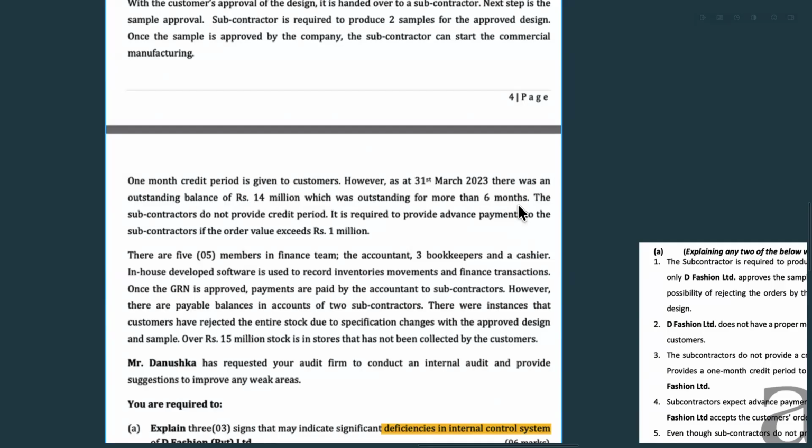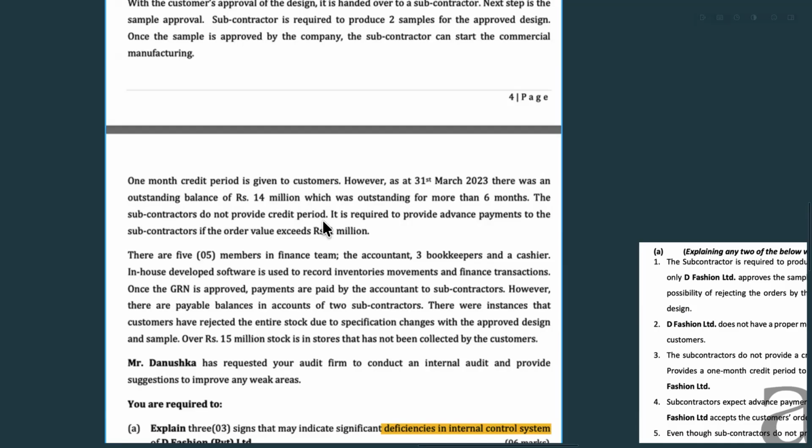So there is no credit control. There is no team follow-ups for the payments. There is no follow-up, and also no reminder system implemented by the company. So these are significant deficiencies. And the subcontractors do not provide the credit period.